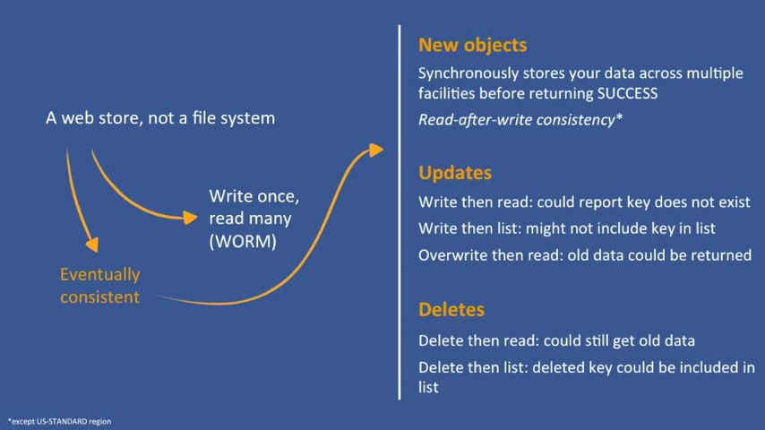Where we differ then is when we update and then perform deletes against objects. So an update will have an eventually consistent model, and the same with deletes. So depending on your operation, if you're writing and then reading, you could report keys that don't exist, keys being objects. You might return an old key, for example, and with deletes then reads, you could still get old data. Now, depending upon the size of the object you write, you might have more or less lag within that. For most operations and use cases, this won't impact you, but you should be aware that you have an eventually consistent model for updates and deletes to objects within S3.